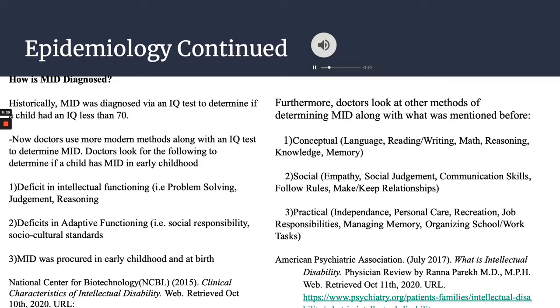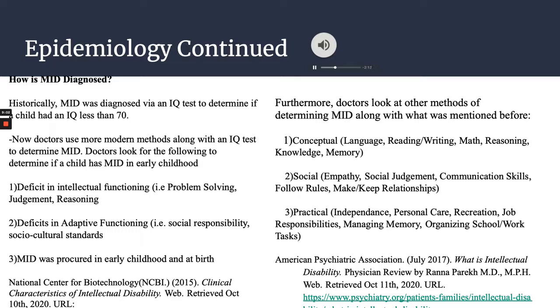Doctors look for the following to determine if a child or an individual has MID in early childhood. So one is a deficit or lack of intellectual functioning, so problem solving, judgment, and reasoning, and how this individual uses it in daily life. So maybe walking down the street and seeing how to cross a street, or good judgment of driving is another one.